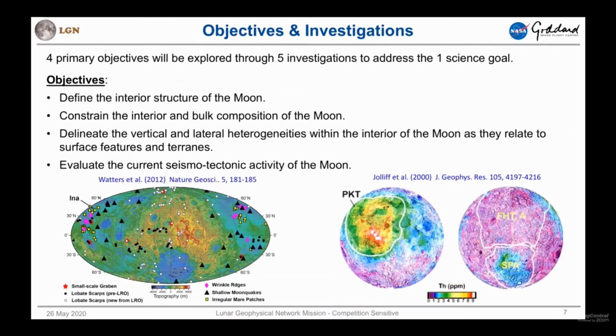So we have this divided into objectives and investigations. Under our objectives there, we've got 4 of them: define the interior structure, constrain the interior bulk composition, delineate vertical and lateral heterogeneities within the interior of the moon as they relate to the crustal terrains, and then evaluate current seismotectonic activity of the moon. Again, an emerging field of results from LRO.